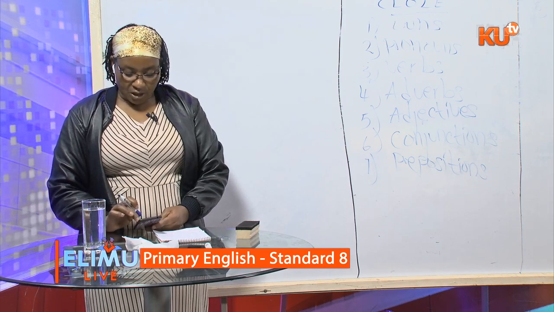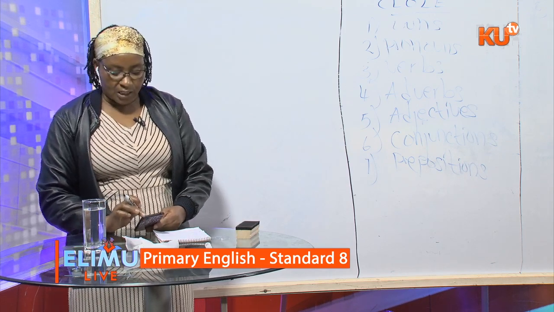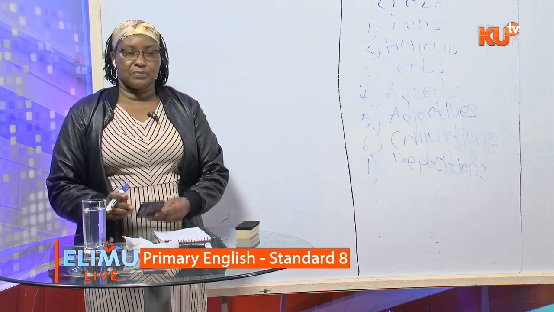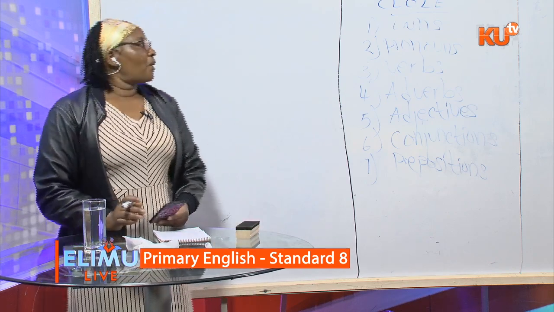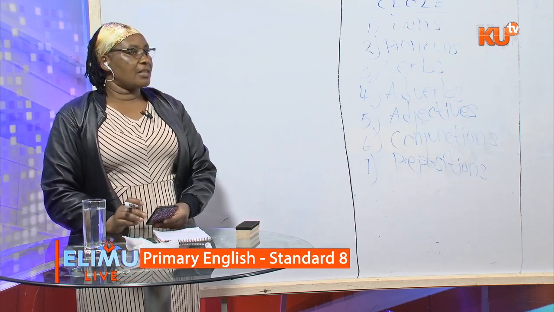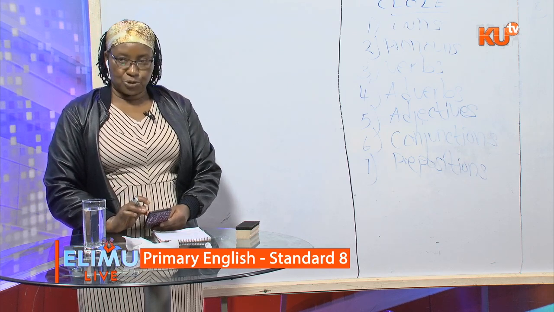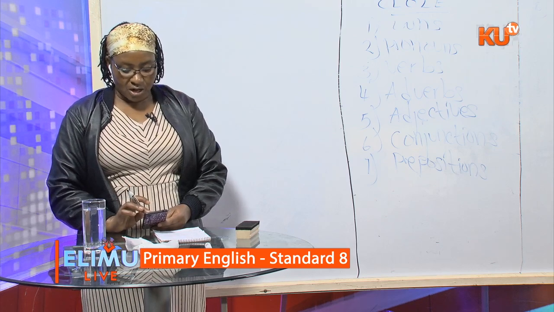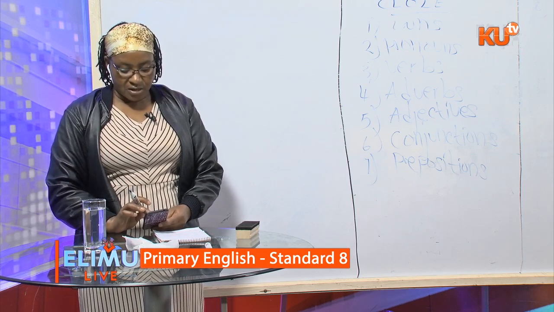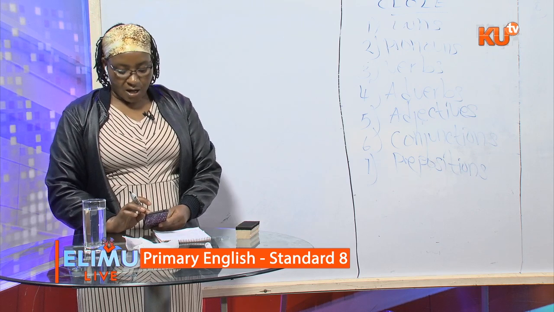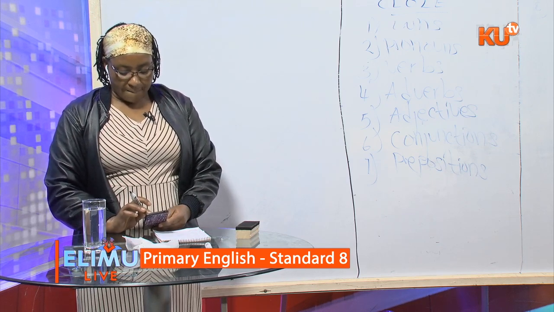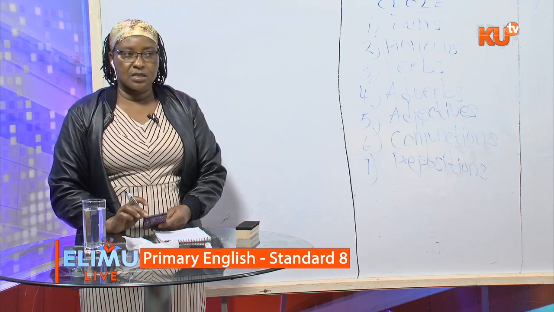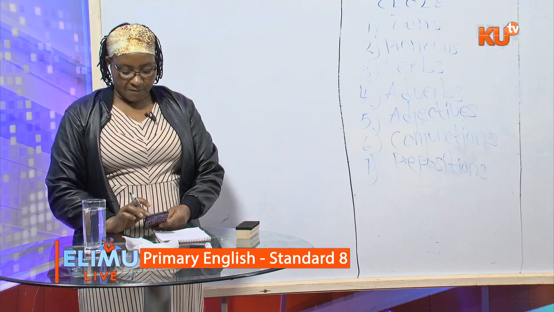Now we move on to the topics in class 7. Sorry. Topic number 1 in class 7 is deserts. Number 2, games. Number 3, police station. Number 4, festivals. Number 5, library. Number 6, disasters. Number 7, hobbies. Number 8, farming.